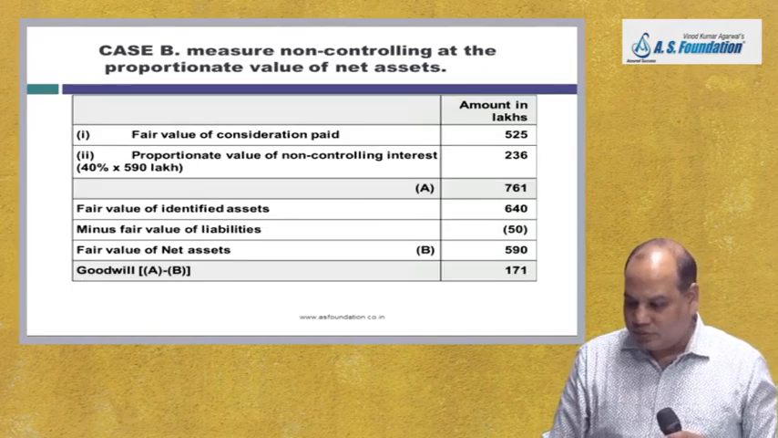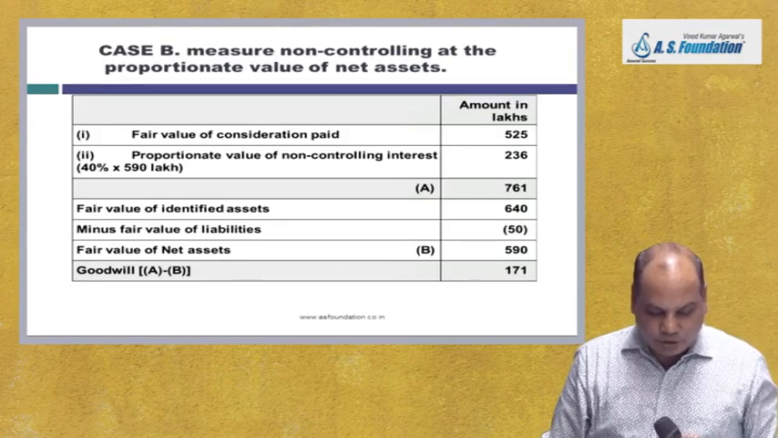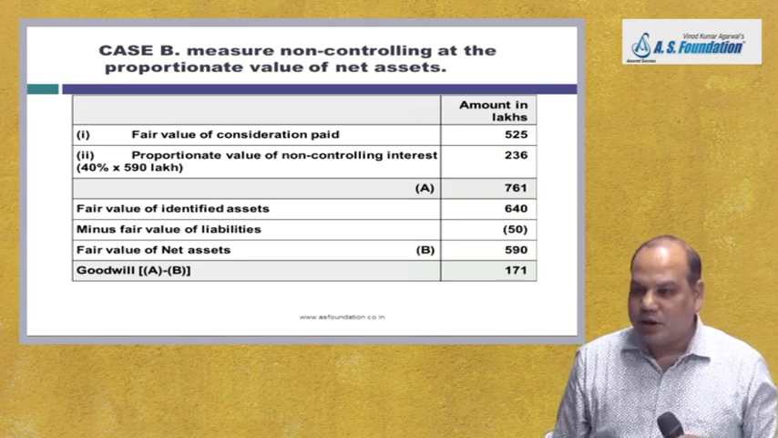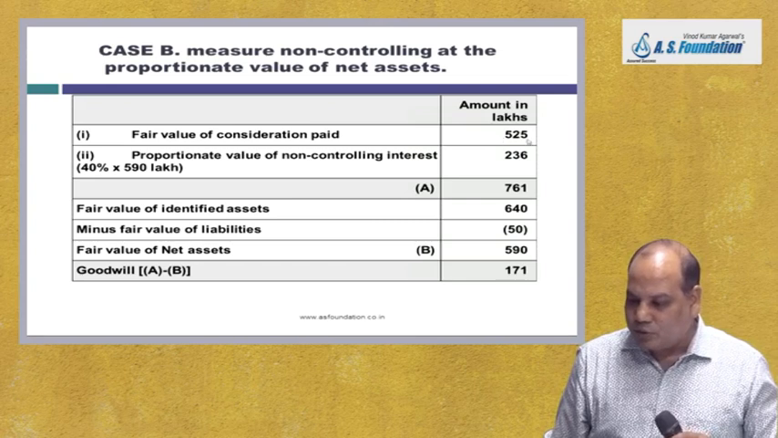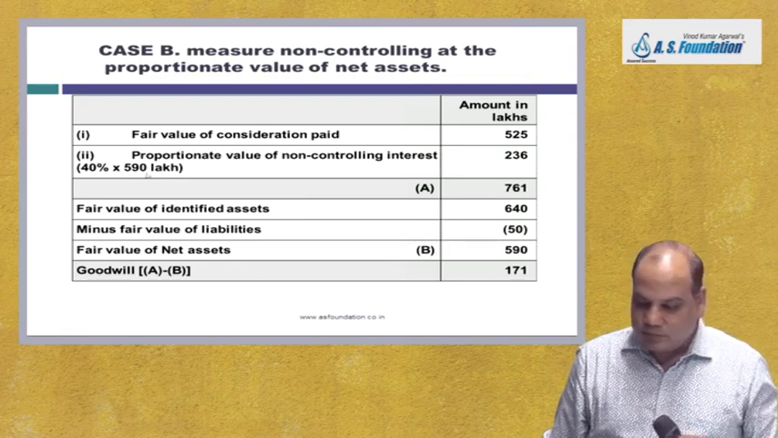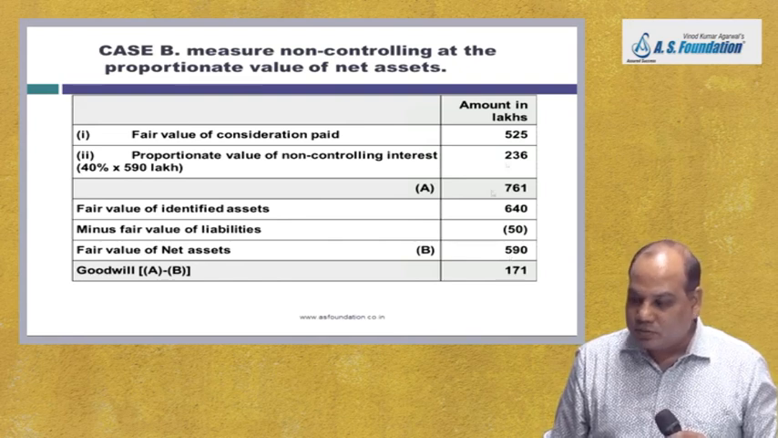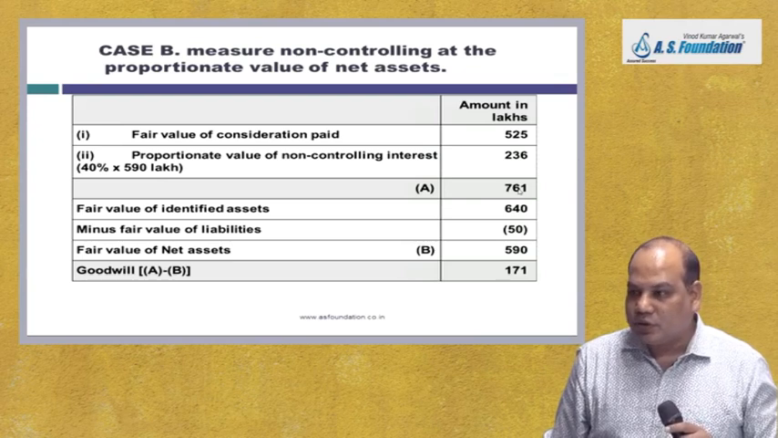Dear student, try the second one. When the NCI is measured at proportionate value of net asset, fair value of consideration paid 525, but the proportionate value of NCI, 40% of this 590. Is it right? How much is that? 236. Take total 761.